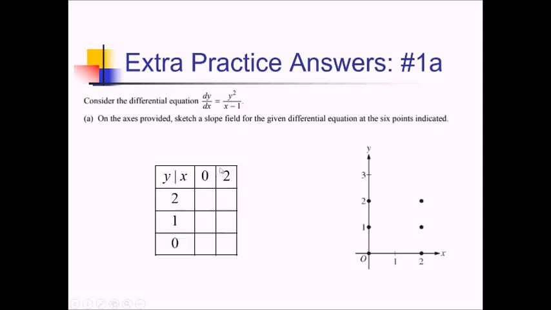So in my table, I've got the x values 0 and 2, because those are the only two where they actually put dots, and also the y values 0, 1, and 2. So let me just go down each column and come up with the numbers based off of my differential equation.